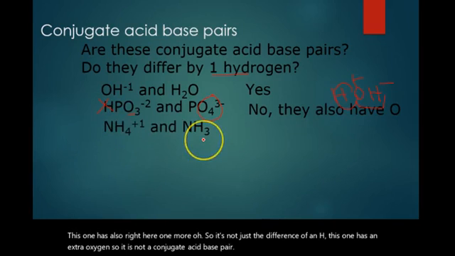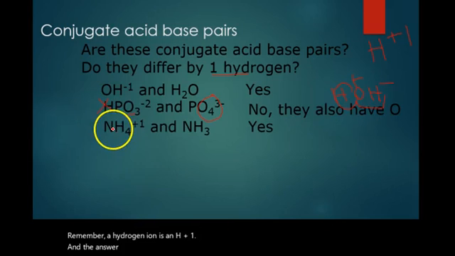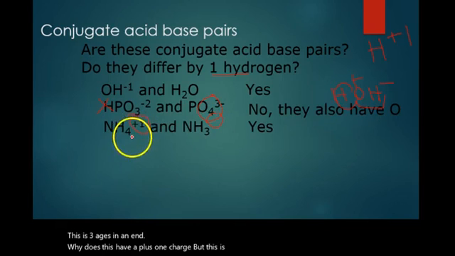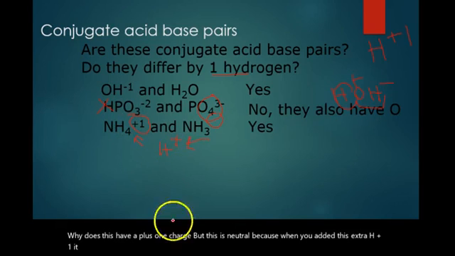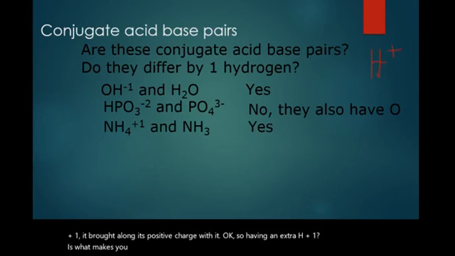Is the difference between these two a hydrogen ion? Remember, a hydrogen ion is an H+1. And the answer is yes. This is 4 H's in an N. This is 3 H's in an N. Why does this have a +1 charge, but this is neutral? Because when you added this extra H+1, it brought along its positive charge with it. Okay, so having an extra H+1 is what makes you an acid-base conjugate pair.